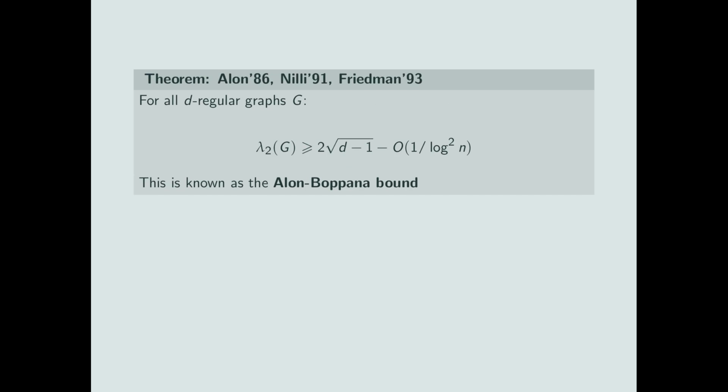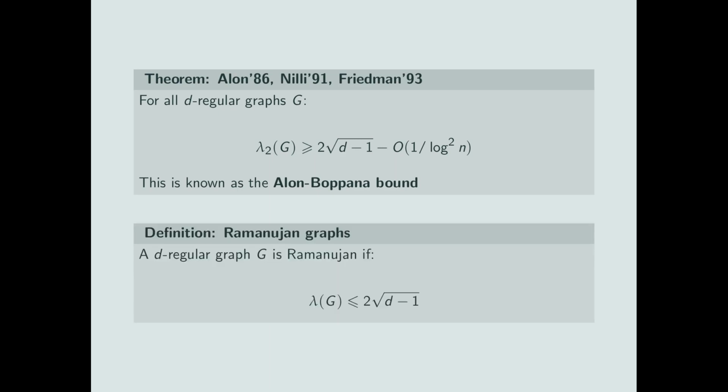This value of 2 square root d minus 1 seems quite magical, but it actually has a very interesting reason to be so, which I encourage you to look up, but unfortunately we won't have time to look over in this talk. Given this result, we define Ramanujan graphs as optimal spectral expanders, meaning graphs where the spectral expansion is at most 2 square root d minus 1. And now we can ask a second question. Do Ramanujan graphs exist? And if so, can we construct them?